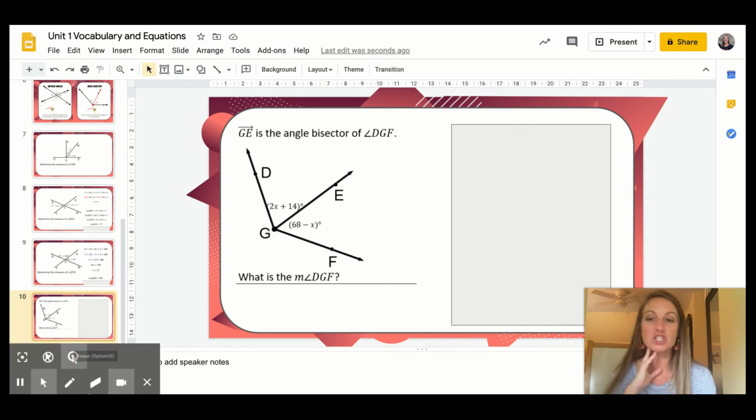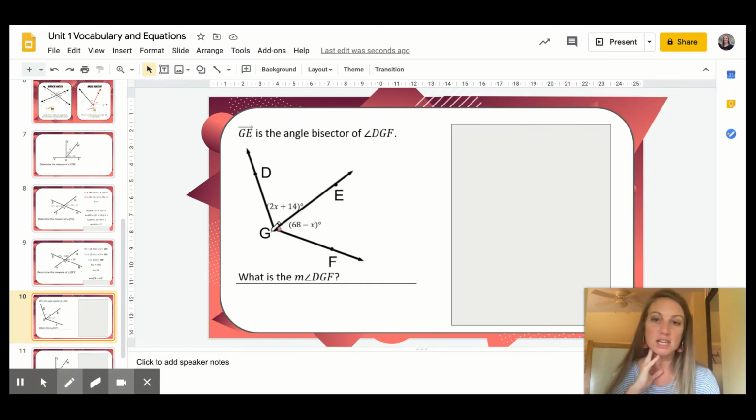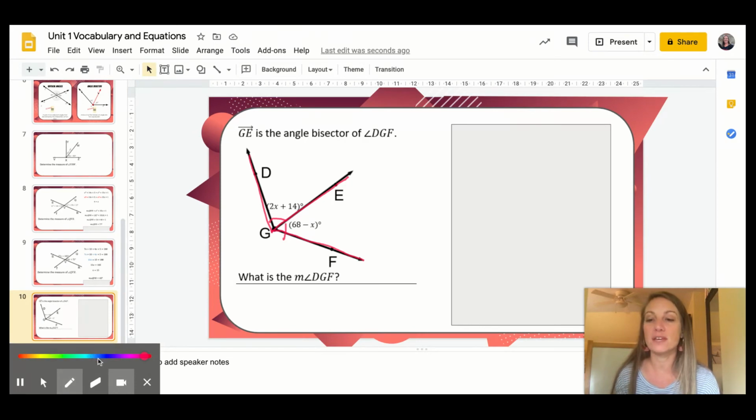Ray GE is the angle bisector of DGF. So here's GE, and it's the angle bisector of angle DGF. Bisector, so I'm going to put those marks in there, and that means those two are congruent to each other. It's a bisector, they are equal. We need to figure out what the measure of DGF is.